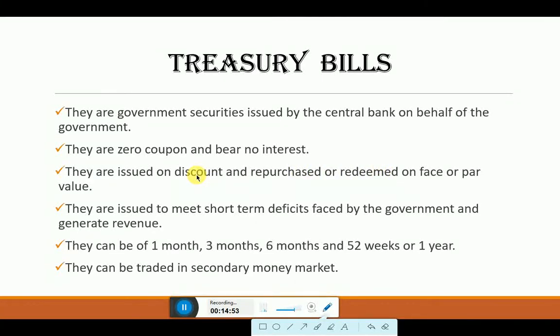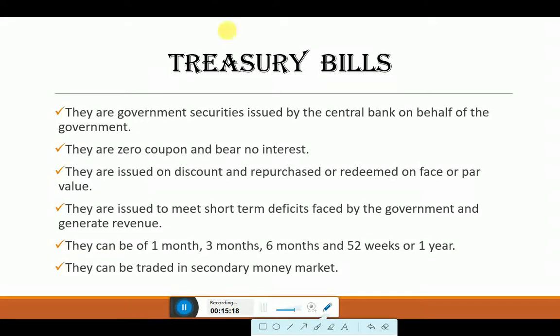Discount means that if the face value or par value of the T-bill is $10, the bank will issue it and charge the investors $8 per T-bill. Upon maturity, they'll be purchased back by the central bank for $10.